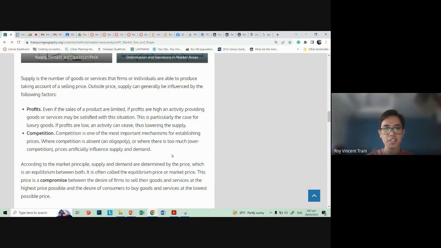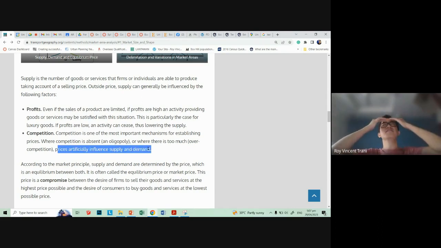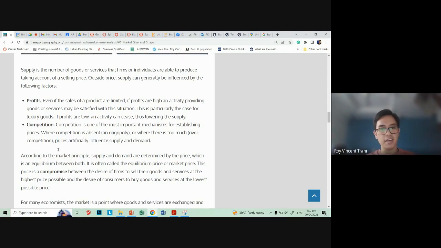Then the other factor is competition. Competition is one of the most important mechanisms for establishing prices. Where competition is absent, in an oligopoly, or where there is only one main business provider, or when there is too much competition, prices artificially influence supply and demand. In an oligopoly, price is determined by just one firm or one business. And when there are too many businesses, prices are no longer in the hands of the businesses, I think would be a good description of that.